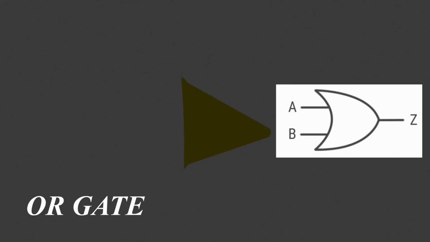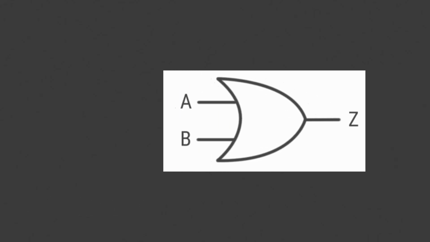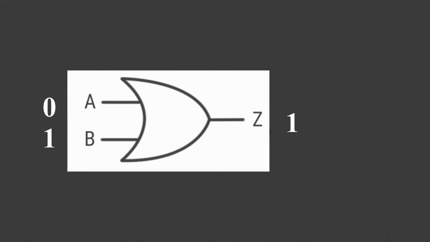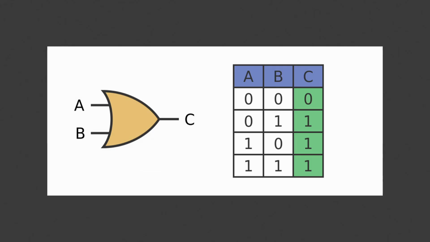Similar to the AND gate, the OR gate also takes two inputs. It outputs a 1 if either A is 1, or B is 1, or both A and B are 1. The output is 0 only when both inputs are 0. Here is a truth table of the OR gate.